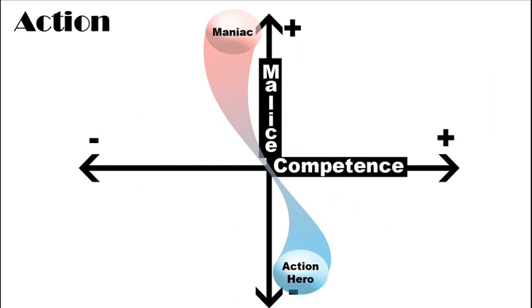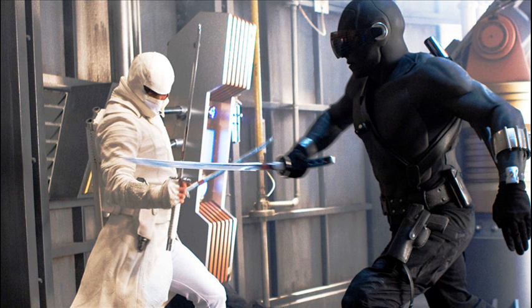Let's start off with your standard action-adventure story vector. The villain, who is a maniac, faces off against the hero, who is your standard action hero. The difference between the maniac and the action hero is very small on the competence meter. The real difference between the two is the difference with malice. There is a clear moral difference between the hero and the villain, with the hero being morally superior to the villain in the story.